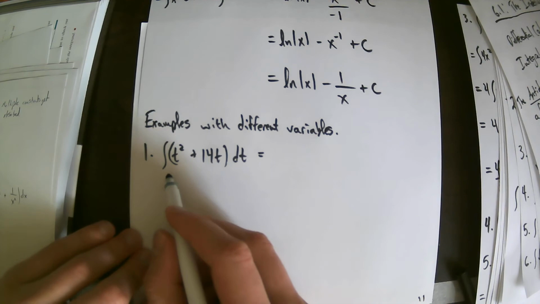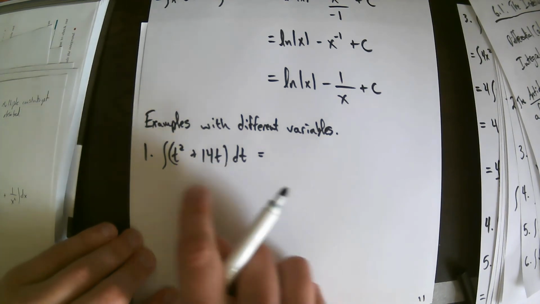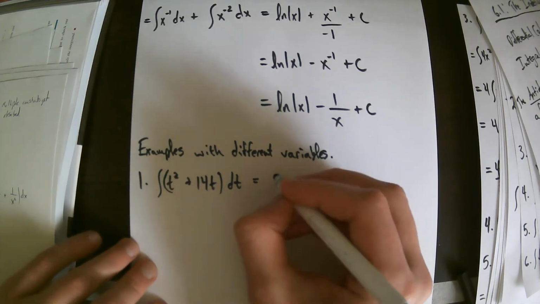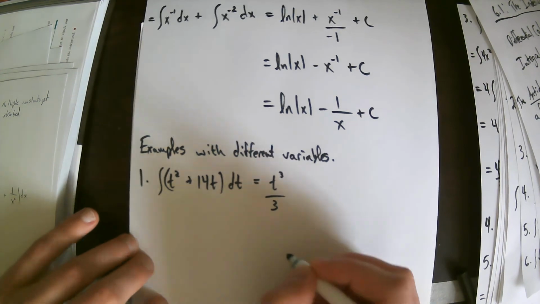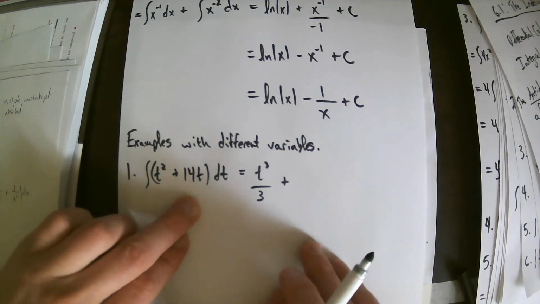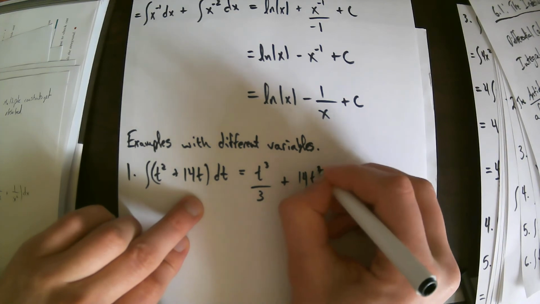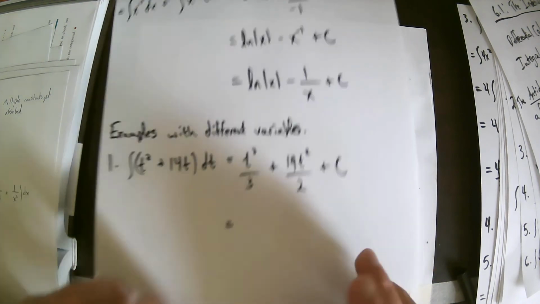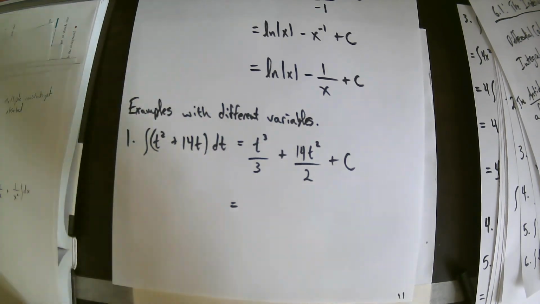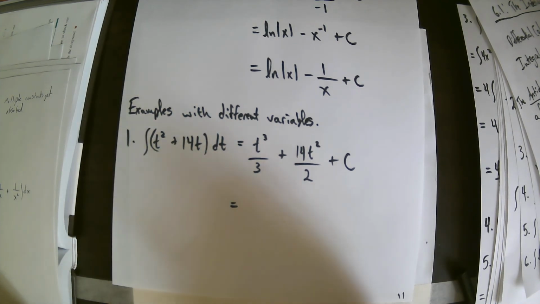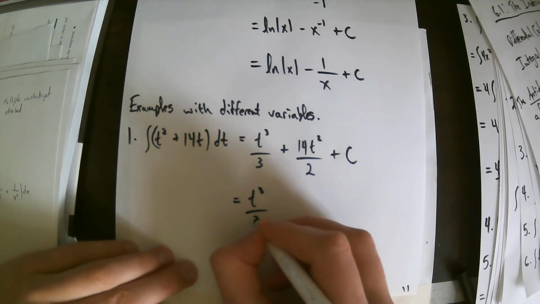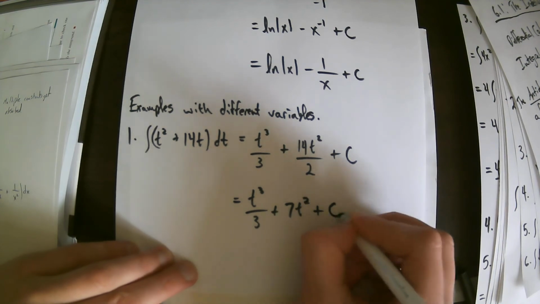So, integral of t squared plus 14t. Let's see, can I skip the step of splitting the integral and just say integral of t squared is t cubed over 3, and then plus integral of 14t would be 14 times t squared over 2, and then plus c. Still use c for your constant. The only time you wouldn't use c for your constant is if you're integrating like a cost function where c is already being used. Then you could use k for your constant. Usually it's a capital letter. Now here, this can clean up a little bit. T cubed over 3 plus 7t squared plus c.